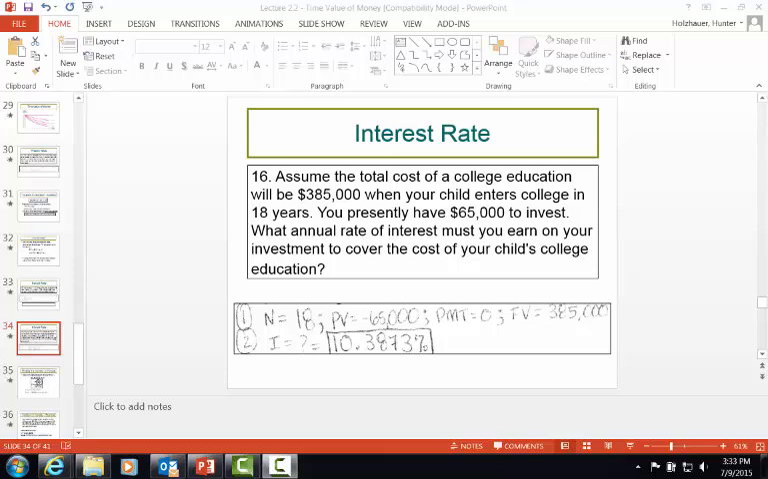You presently have $65,000 to invest. That's a lot of money, by the way. So what annual rate of interest must you earn on your investment to cover the cost of your child's college education? Okay, so you're going to invest for 18 years, N equals 18. You're going to solve for I, so skip over that. Present value is going to be negative $65,000, because you're investing money into the system. Payment zero. Your future value, which is the amount you need to cover your child's expenses, is $385,000. So you solve for I, or hit compute I, and you get 10.4%, right?